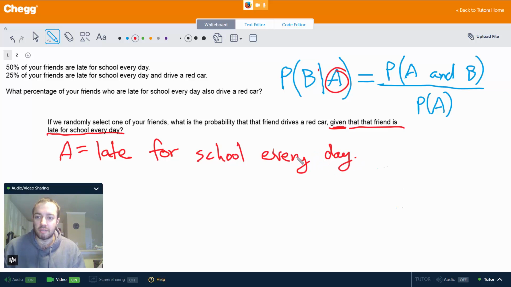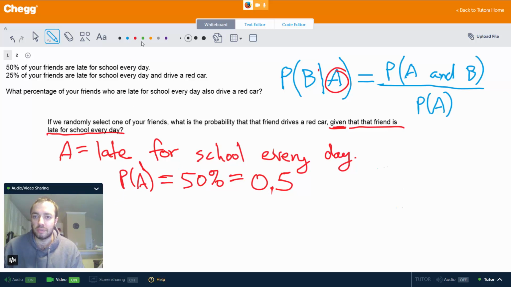And what's the probability of A? Well, we're told that in the problem description. So the probability of A, P of A, 50% of your friends are late for school every day. So what that means is that if we randomly select one of your friends, then there's a 50% probability that that friend is late for school every day. So P of A is 50%, or a better way to say that would be 0.5. Okay. So if event A is being late for school every day, then event B has to be the other event, probability that the friend drives a red car. So event B is driving a red car.